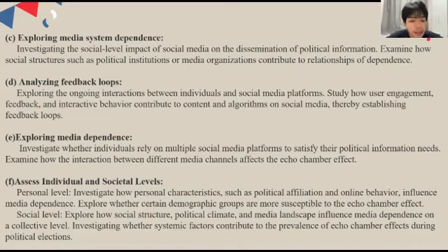Personal level: investigate how personal characteristics such as political affiliations and online behavior influence media dependence. Explore whether certain demographic groups are more susceptible to echo chamber effects. Social level: explore how social structure, political climate, and media landscape influence media dependence at the collective level. Investigating whether systemic factors contribute to the prevalence of echo chamber effects during political elections.